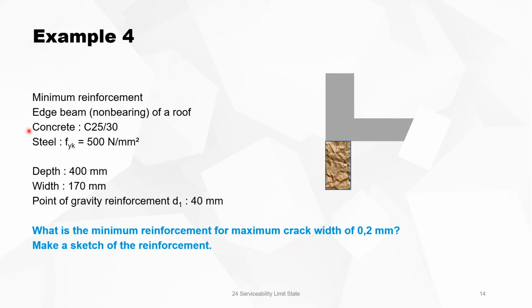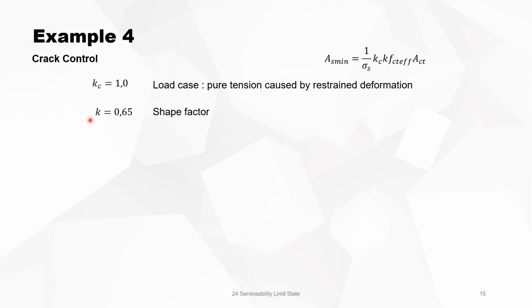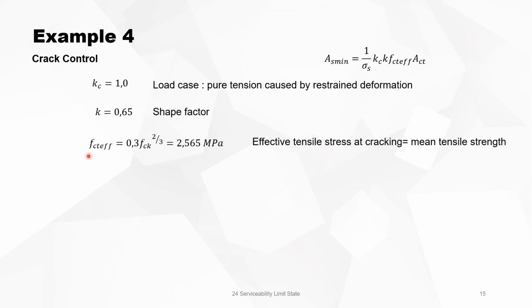Example 4, it's a similar exercise as the previous one, but now we have a crack width, a maximum crack width of 0.2 millimeters. First, we look at crack control. The load case is pure tension because it's restraint deformation. The beam is not loaded, it's not bearing. So Kc is 1, the shape factor 0.65. fct,eff is 2.56 megapascal. The area in tension is the whole section.